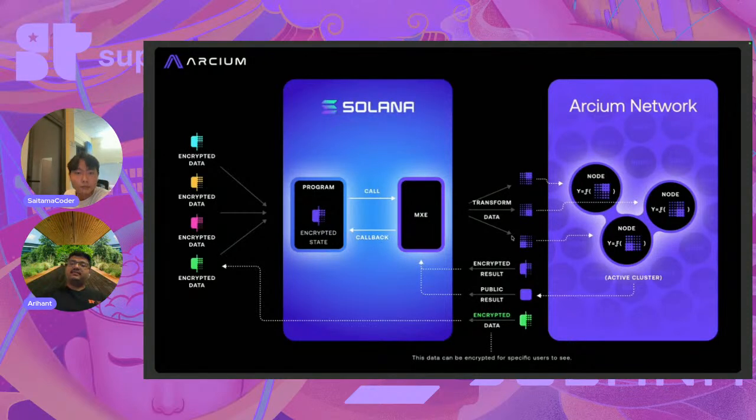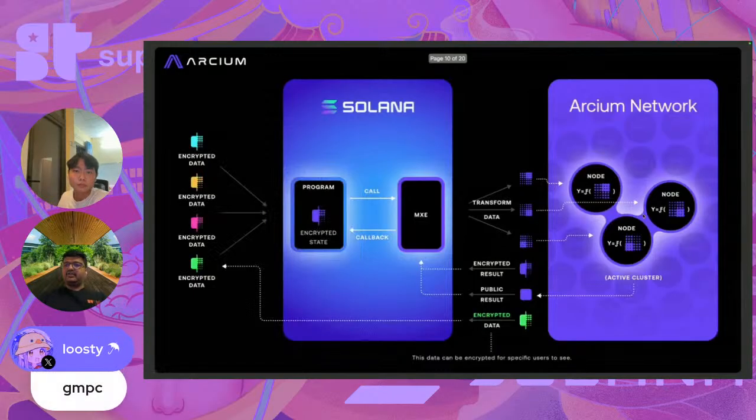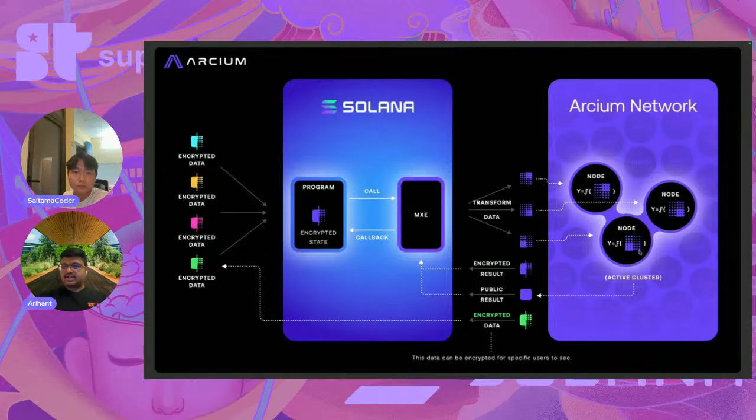And once that's scheduled, the Arcium network basically takes that data and transforms it into what are called secret shares for each of the specific nodes to compute on. So as we previously said, the nodes jointly compute a function over distributed private data. So they're jointly computing a singular function over distributed data. They have different secret shares of the same data, and they compute jointly over that. And then you get back the result.